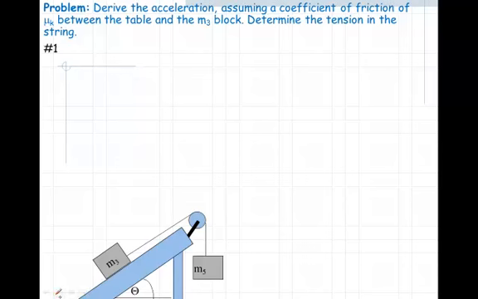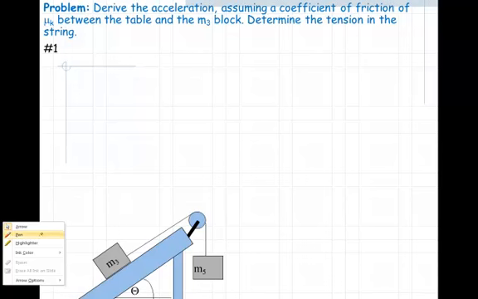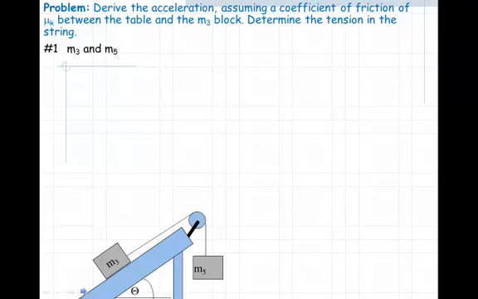So step 1 is for us to determine what the accelerated system is. Now remember, we're going to do this a little differently. Instead of looking at one object at a time, we're going to look at the system. In this case, both M3 and M5. So our system is both M3 and M5.